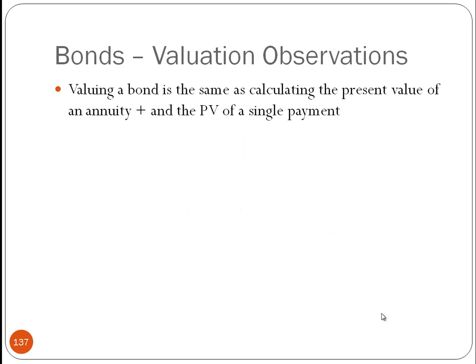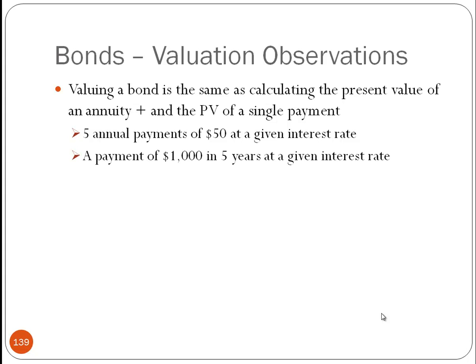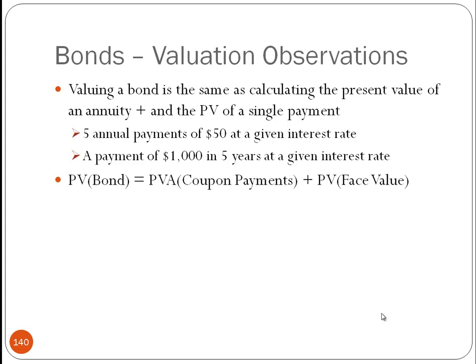So just some final observations about bonds. Valuing a bond is really the same as calculating the present value of an annuity and the present value of a single payment in the future. So, for example, we had 5 annual payments of $50 at a given discount rate, and then we had a payment of $1,000 in 5 years. So the value of that bond would just be the present value of the coupon payments, which is an annuity, plus the present value of the face value, which is just a single payment. And you add these two up, and that's the present value of the bond itself.